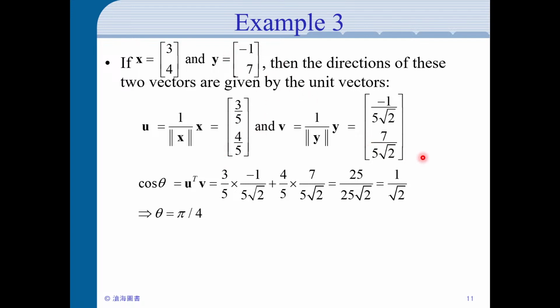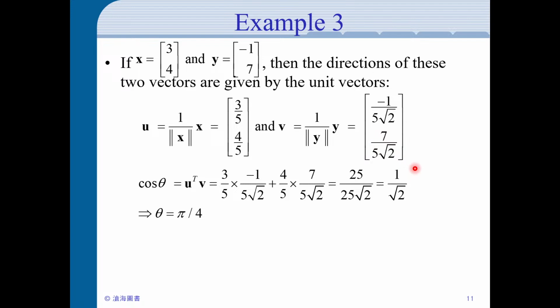And the length of y is, okay, it's more complicated. It's the square root of 1 plus 49. So the square root of 50 equals 5 square root 2. And anyway, then you normalize y and you find this is minus 1 over 5 square root 2 and 7 over 5 square root 2. And as we said, the cosine theta between those two things should be the inner product between this vector and this vector.